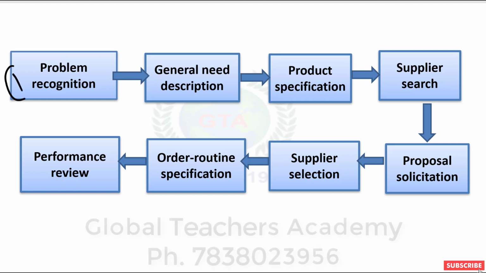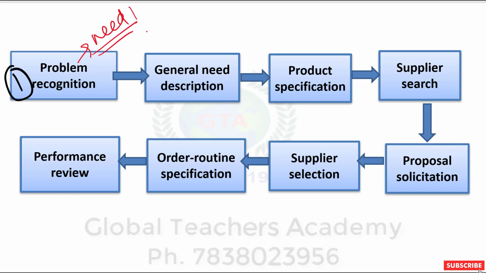So the first one is problem recognition. Here a certain problem is recognized by someone in the organization. Here a need arises and the need is recognized, that we are going to need it, that we are going to purchase it. Okay, so here a certain problem is recognized by someone in the organization.